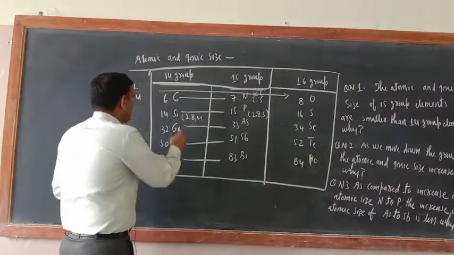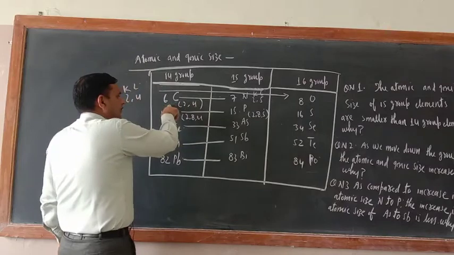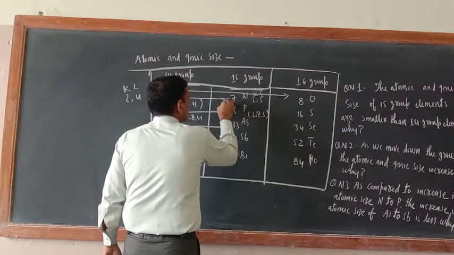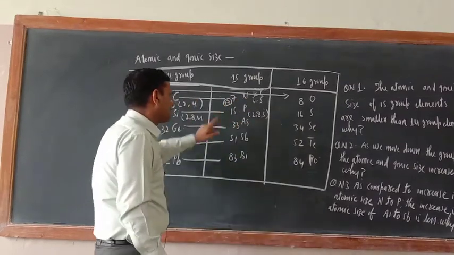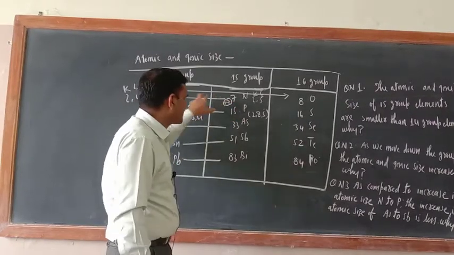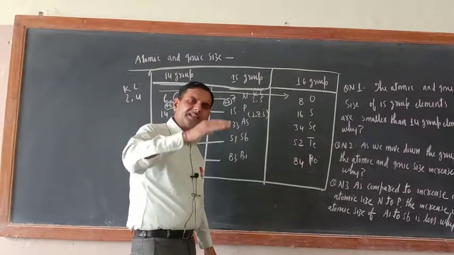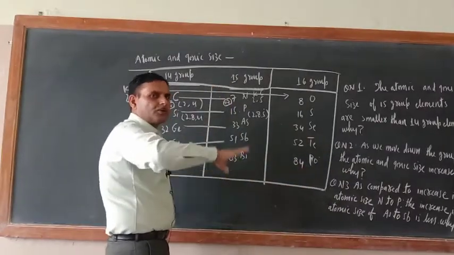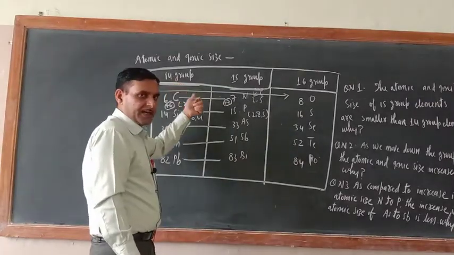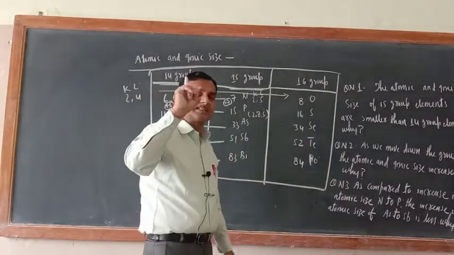Just see, in carbon, 2, 4, the outermost shell has 4 electrons, and its nuclear charge is +6. In nitrogen, the nuclear charge is +7. But the number of shells remains constant: here 2 shells, here also 2 shells. So the nuclear charge increases as we move left to right. The 15th group is to the right of the 14th group. That is why the atomic and ionic size of the 15th group is smaller than the 14th group. Once again, listen.